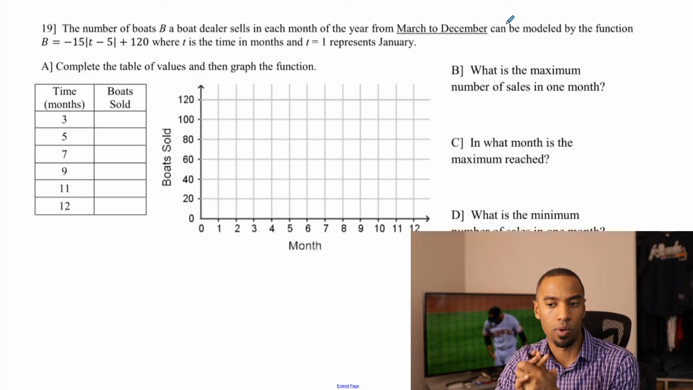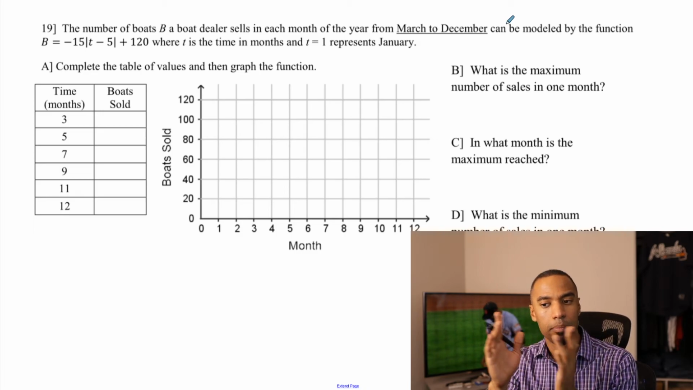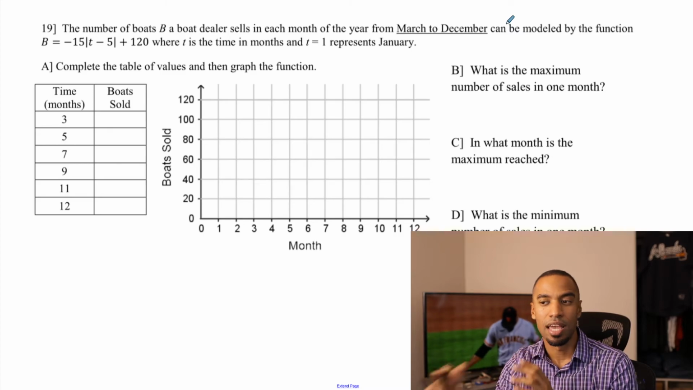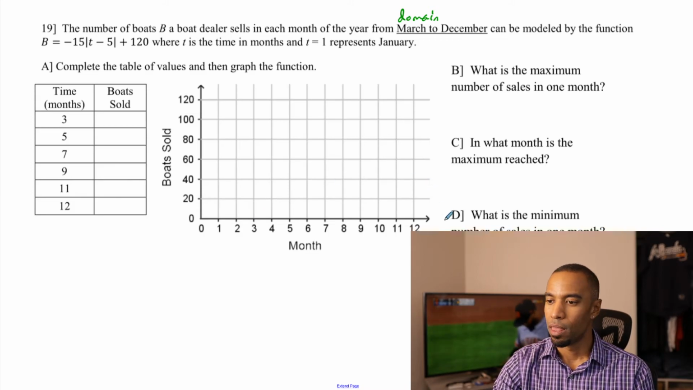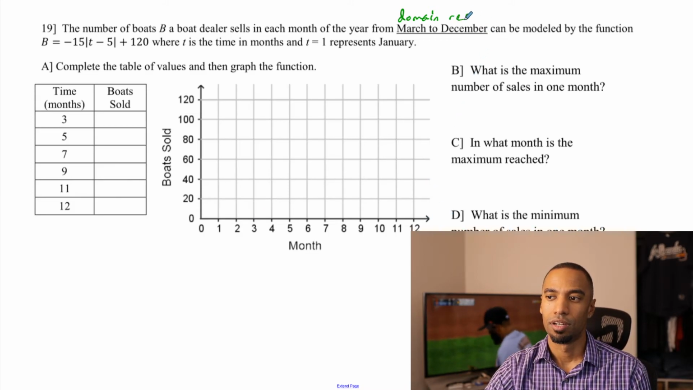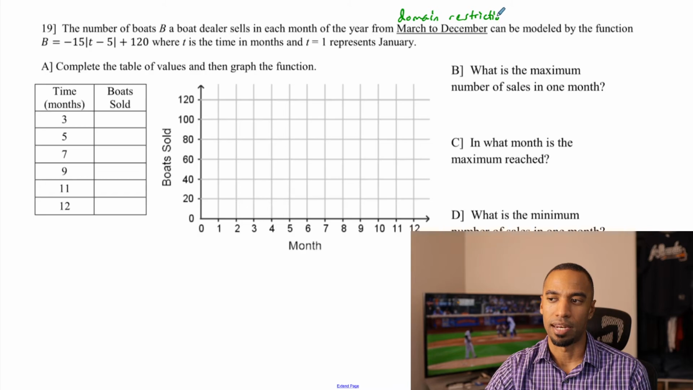When they say T equals 1 is January, that's just a good tipping point to let you know where to be at. But when they say March to December, guys, that is a domain restriction. That means that we are going to just be going from month 3 to month 12. Okay, I'm going to let you know that right now.